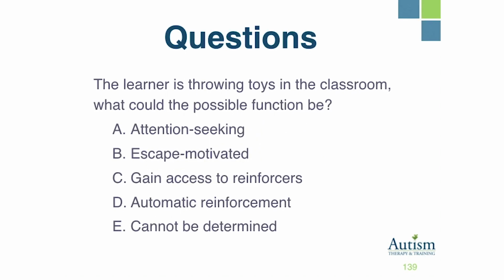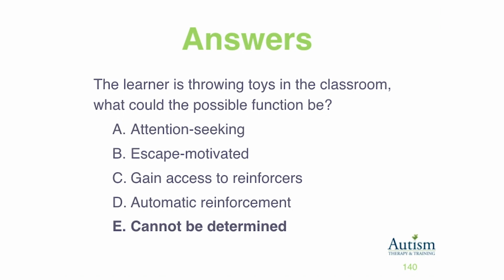The learner is throwing toys in the classroom. What could the possible function be? A, attention seeking. B, escape motivated. C, gain access to reinforcers. D, automatic reinforcement. Or E, cannot be determined. And the correct response here is E, cannot be determined.